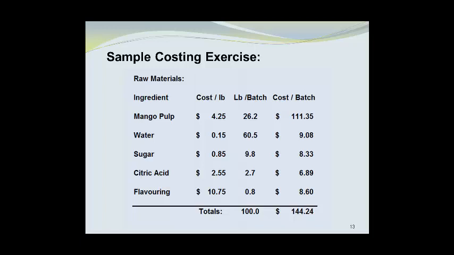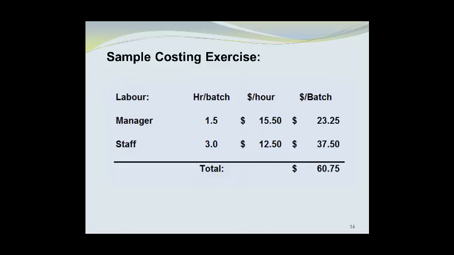We then have the number of pounds per batch, or in cases where you're using the metric system, we could do things with regard to kilograms. Once we know the cost per pound of each ingredient and the number of pounds per batch, we can figure out the cost of that ingredient per batch. And in this slide, you will see that in order to make 100 pounds per batch, we require $144.24.